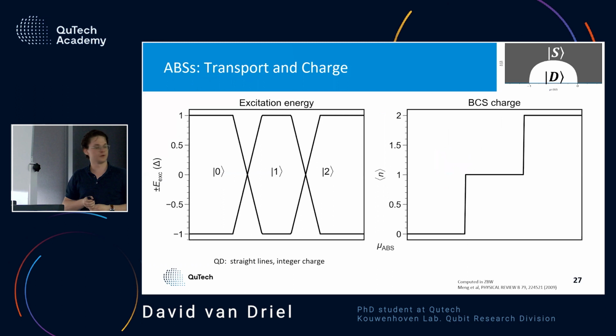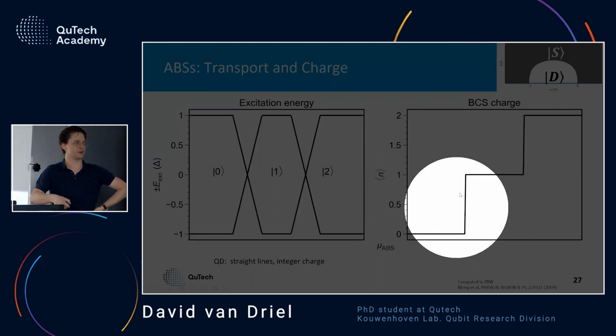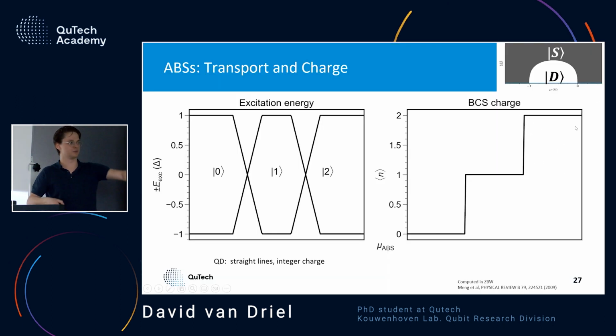All right, so what do we expect for charge? So I put the dome at the top right and I put us at the bottom, so no pairing. And what you see in terms of excitation energy is straight lines, integer charge. This is just an ordinary quantum dot. And if you look at the BCS charge, it's a staircase. By the way, I should probably have put a minus in front of the mu, but don't worry.